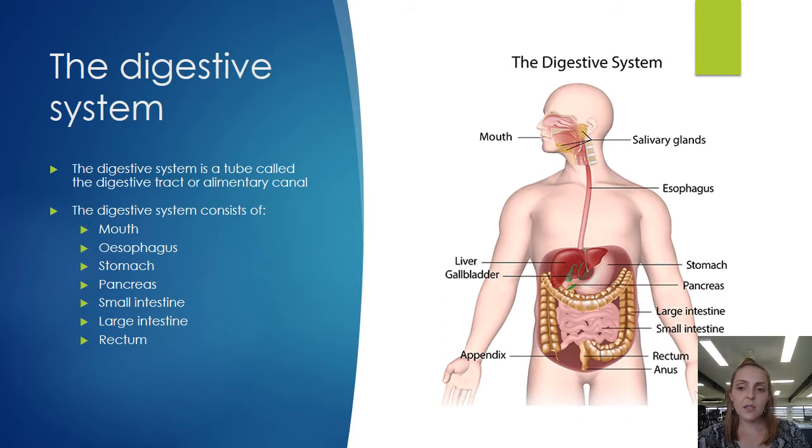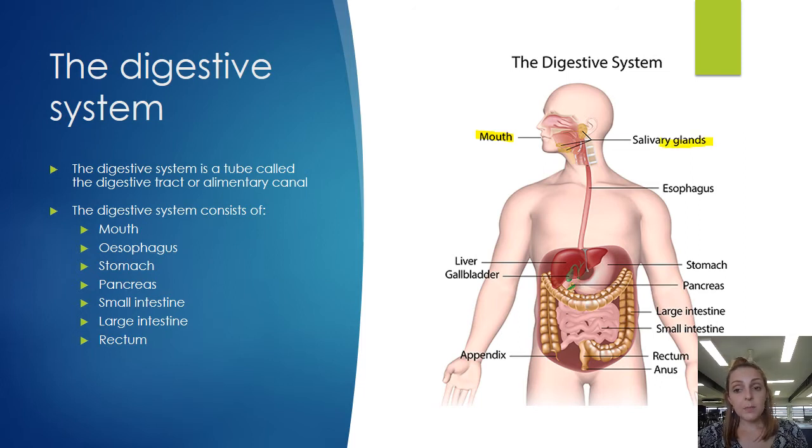Okay, so just taking a look at the structure of the digestive system, this should be fairly familiar to you. The digestive system is basically a tube that leads from the mouth to the anus, and we call it the digestive tract. Sometimes you might hear it referred to as the alimentary canal. So the organs of the digestive system include the mouth. We're going to go through each of these, but the mouth is where we're going to get the majority of our physical, mechanical digestion, as well as some chemical digestion.